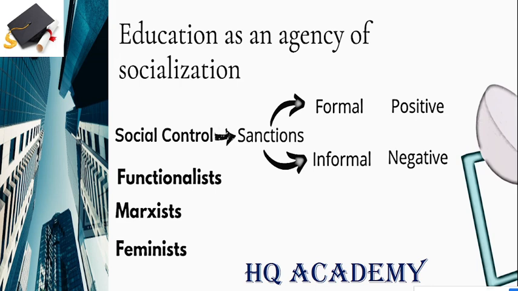Formal sanctions are already written into the proper rules and regulations. For example, if you are not going to school or you go to school late, it is possible you will be fined. This fine is a part of the formal sanctions written in the school. On the other hand, an informal sanction is when you get reprimanded because of your late arrival at school. That would be an informal sanction. We also discussed the functionalist, Marxist and feminist views on the education system, or the education institution within a society.